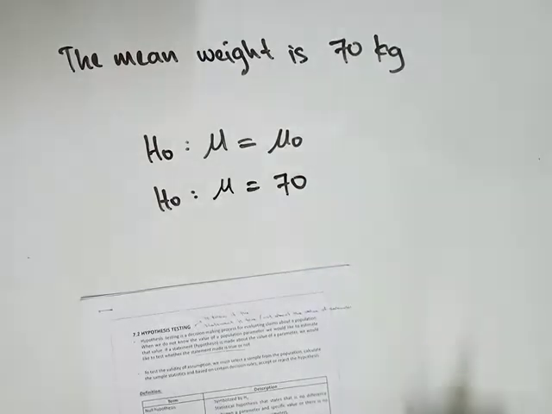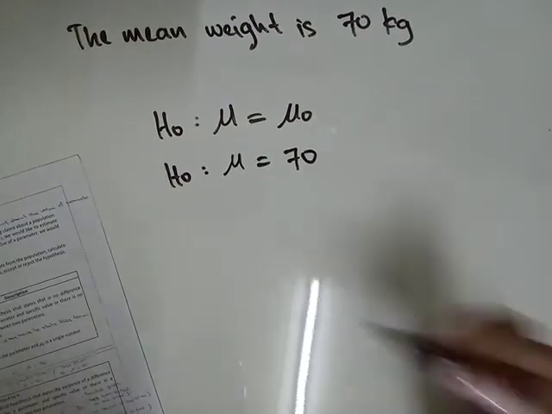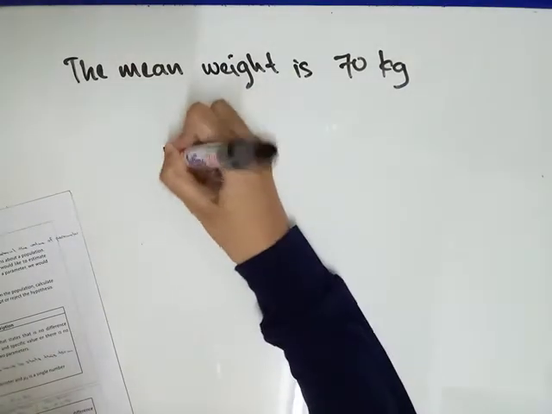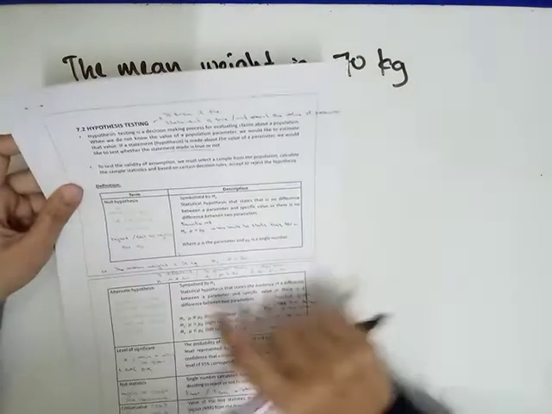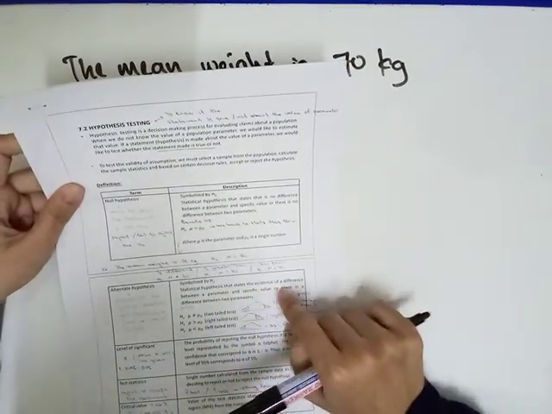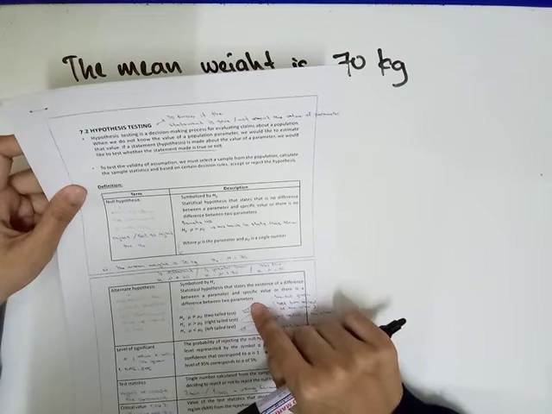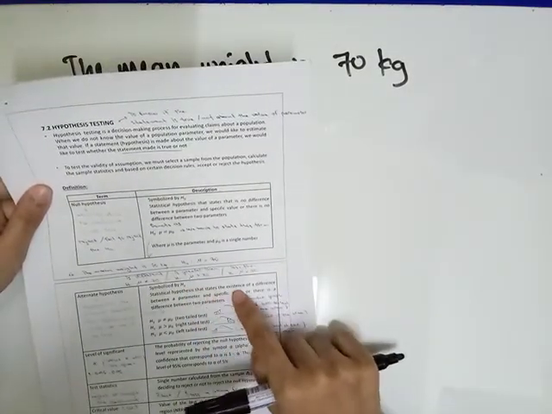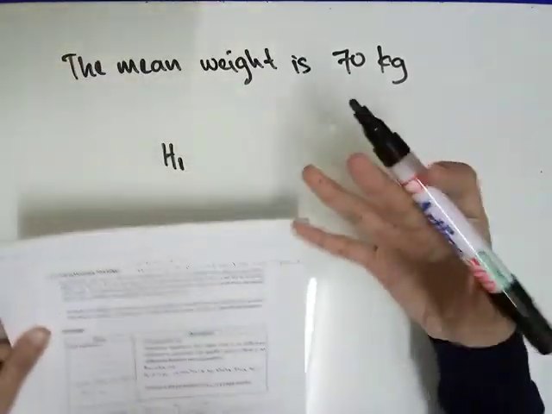Okay, and then second term, alternate hypothesis. It is symbolized by H1. So look at the description: statistical hypothesis that states the existence of a difference between a parameter and specific value, or there is a difference between two parameters. Okay, tadi H0 there is no difference, right? There is no difference sebab tu dia equal. But for H1, it is existence of a difference between a parameter. Okay, that means dia ada difference dia kat situ.